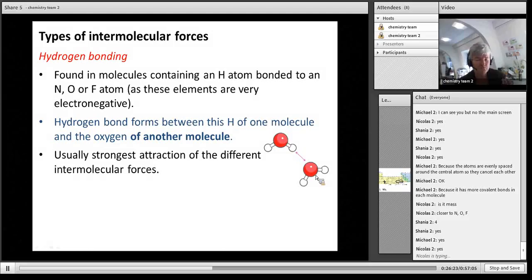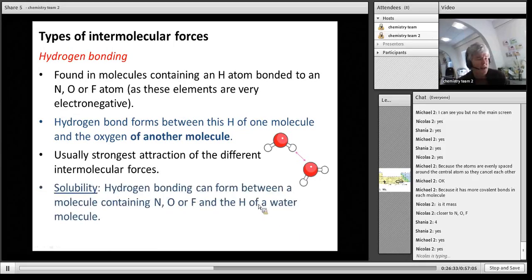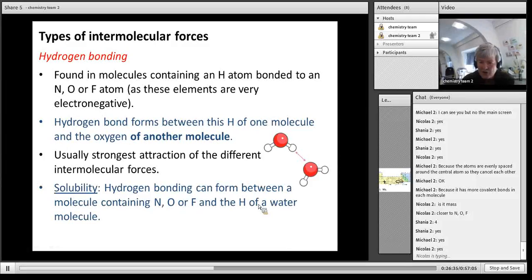So it's a much stronger sort of separation of charge, so it'll be a much stronger attraction than what you would have in other places. And because of that strong attraction, that hydrogen bond is quite difficult to break when you want to dissolve something. So when we discuss solubility, not every polar substance dissolves in water, but certainly every polar substance that can form hydrogen bonds with water is going to dissolve in water.